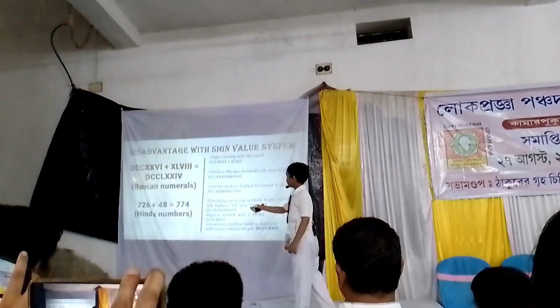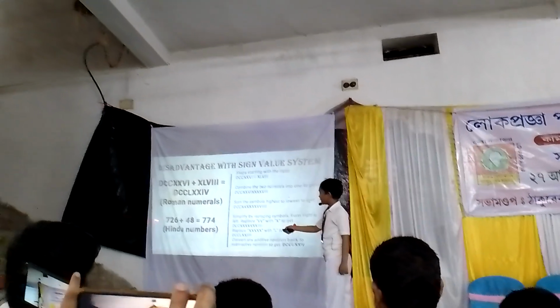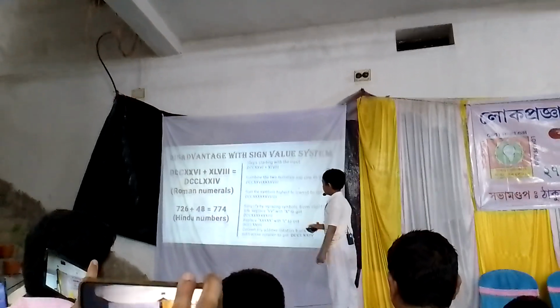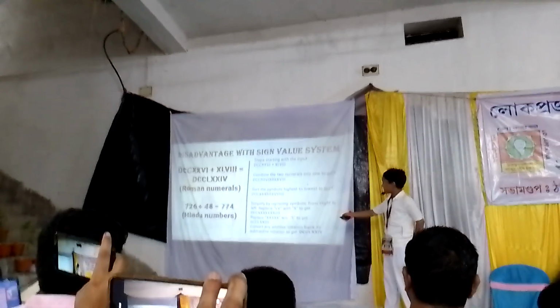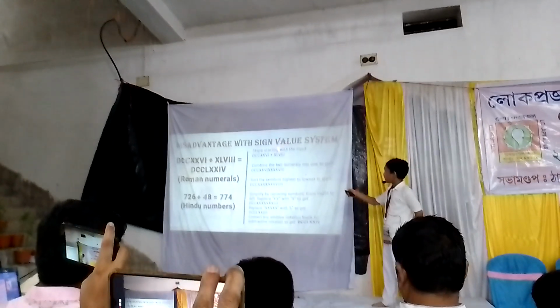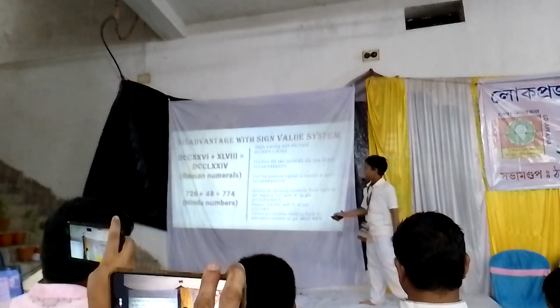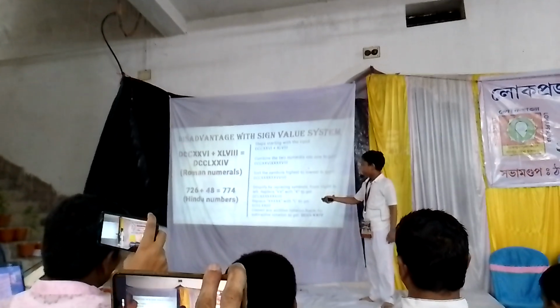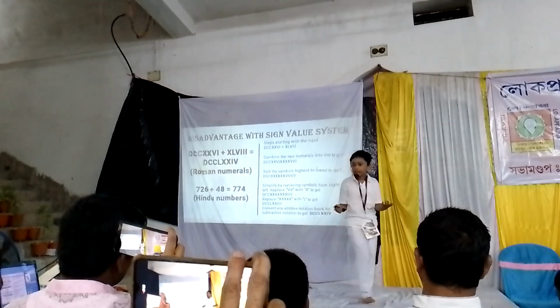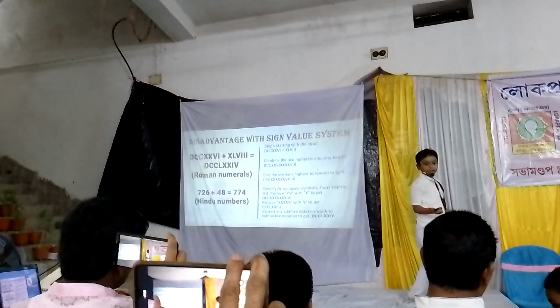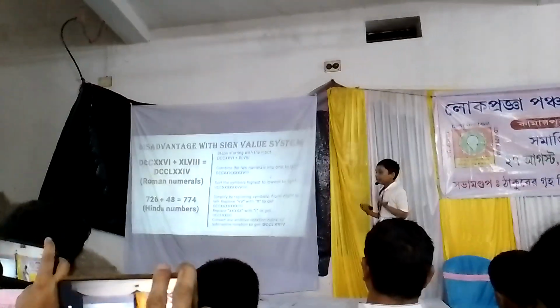Please look at the screen. Here you can see addition in Roman and in Hindu numbers. Oh, so many steps, so complicated and boring. Very complicated. But in the Hindu system, you can easily say that 726 plus 48 is equal to 774.